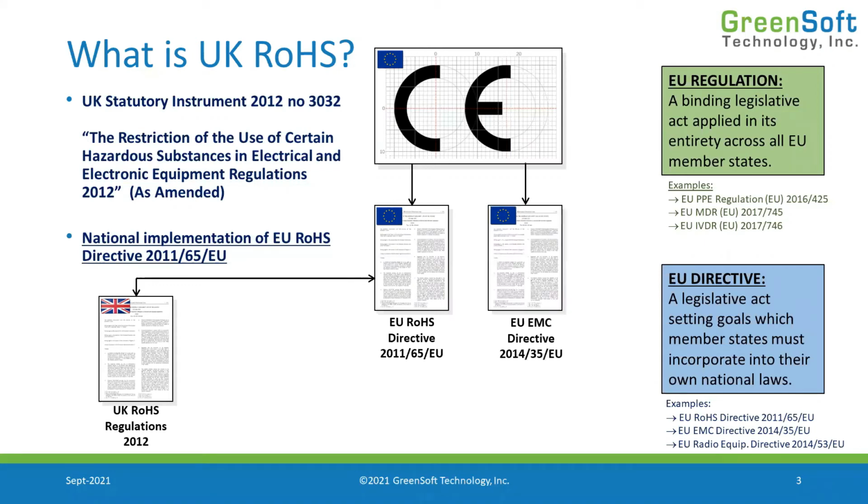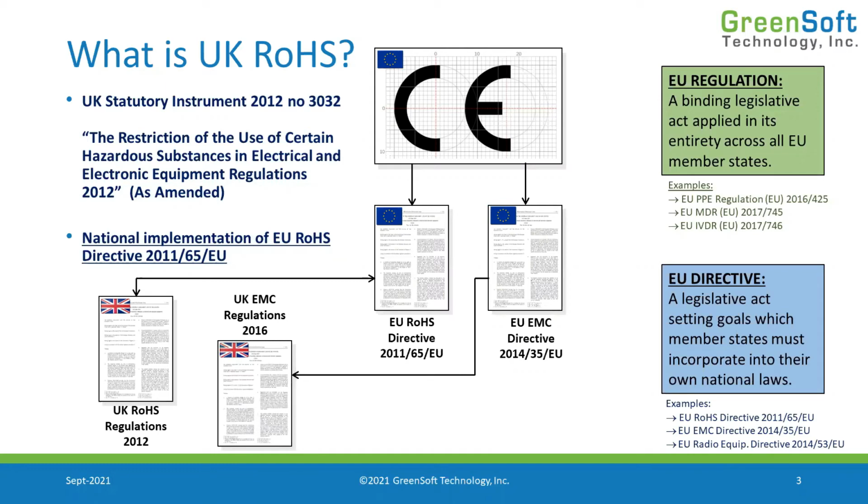Now, this is something that is not just unique to RoHS. All the different kinds of directives that are applicable needed this to happen. So for example, when the EU Electromagnetic Compatibility Directive was published, before that came into effect, it was implemented in the national laws by the creation of the United Kingdom's EMC regulations, right? So the RoHS, EMC, and Radio Equipment Directive all have national legislations that are tied to them for every member state.